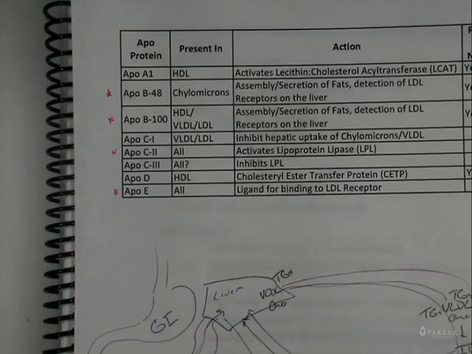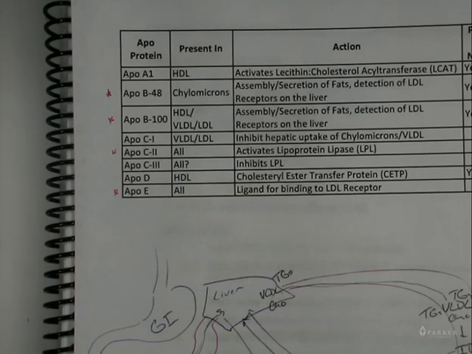ApoB48 is a 48 amino acid protein. This is a 100 amino acid protein. ApoB48 does the exact same thing as ApoB100. It's just a smaller version of it because it goes in a chylomicron, and a chylomicron is responsible for less stuff. Chylomicron does what? Picks up dietary fats, takes them to the liver. It's the same thing. Assembly and secretion of fats, detection of LDL receptors, because anything that has ApoB48 and B100, we can pick up at the liver, break down, recycle, ship back out.